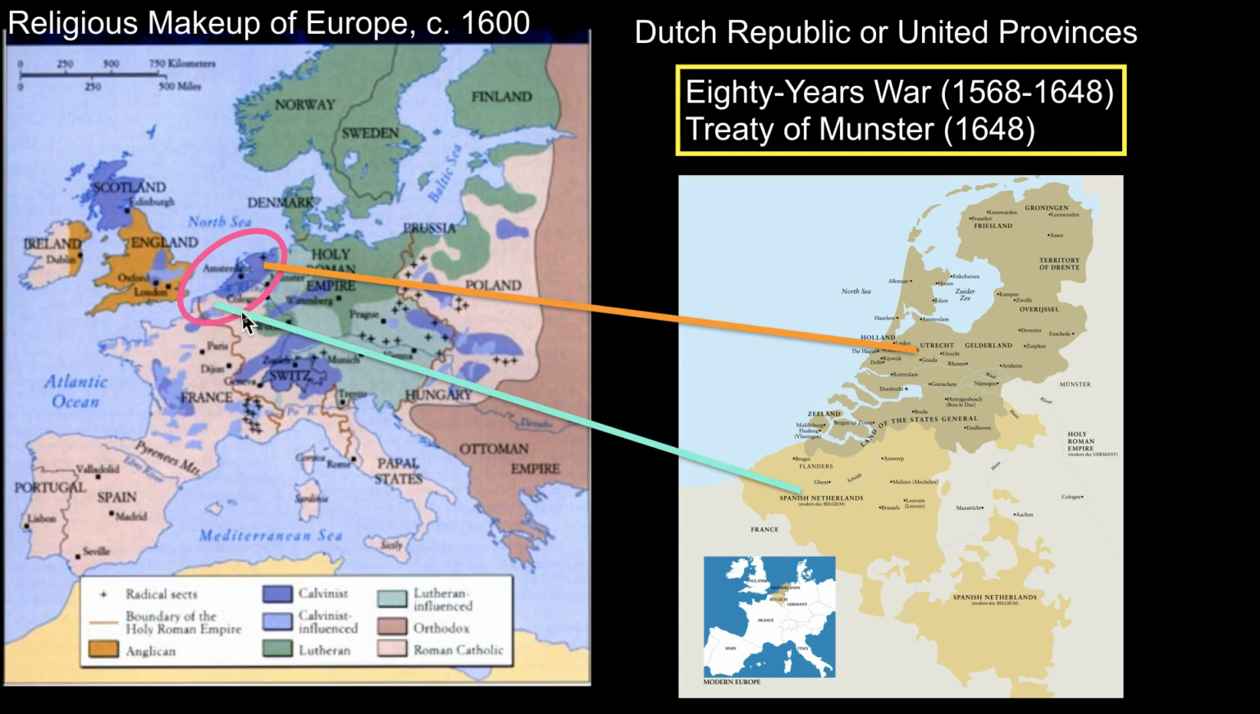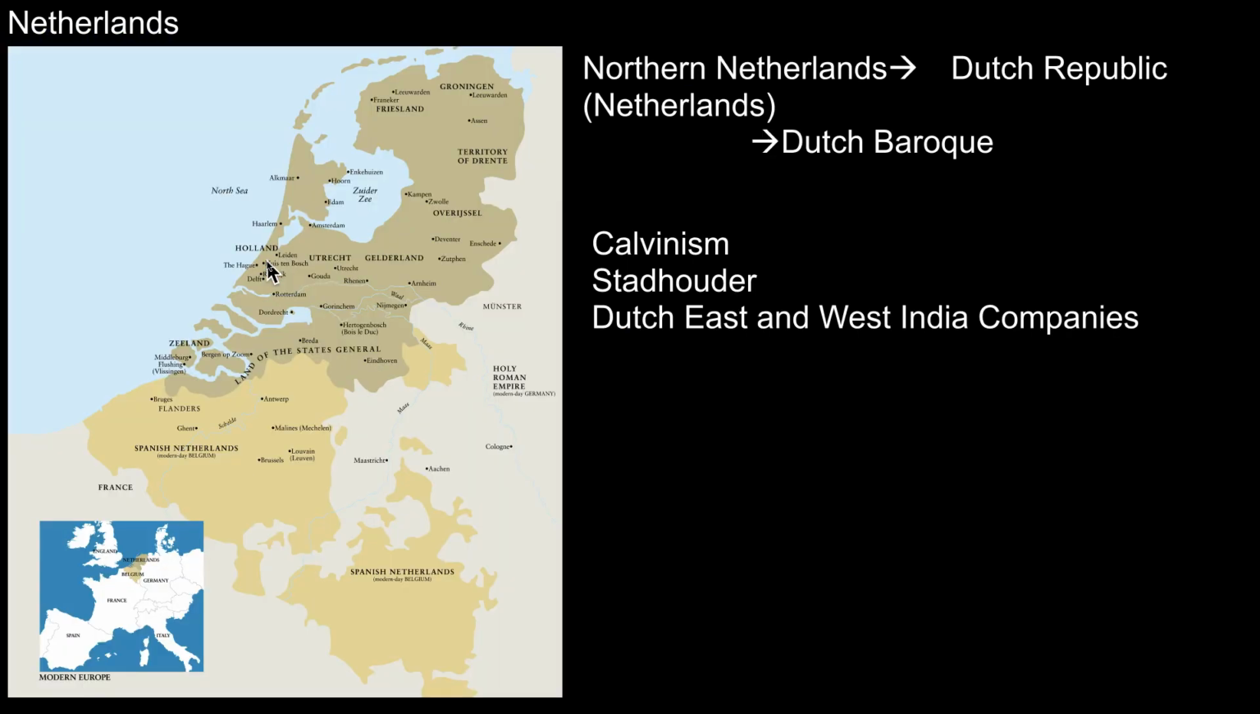The northern portion achieves their independence from Spain officially with the signing of a treaty in 1648, but had been functioning as a separate Calvinist country for decades by that point. This country is the Dutch Republic, what we call the Netherlands today. The Dutch Republic has a representative form of government and has a national legislature with representatives from each province and a head of state called a stadhouder.